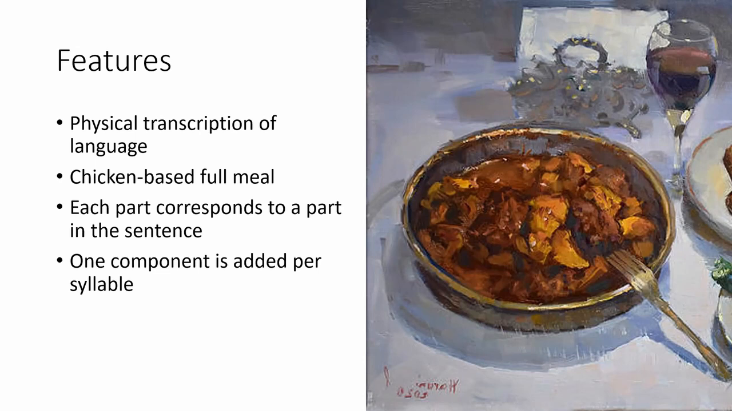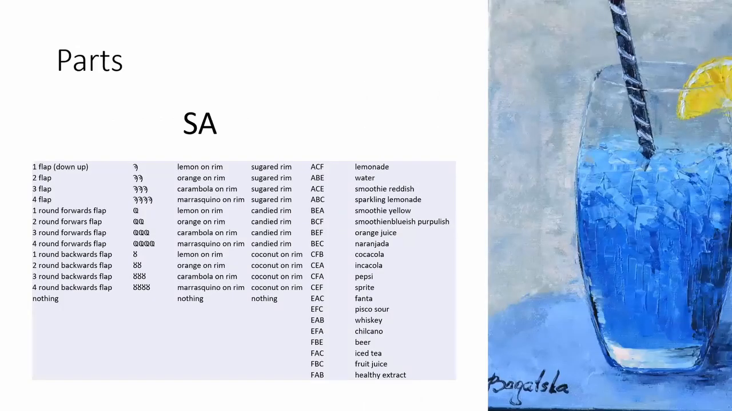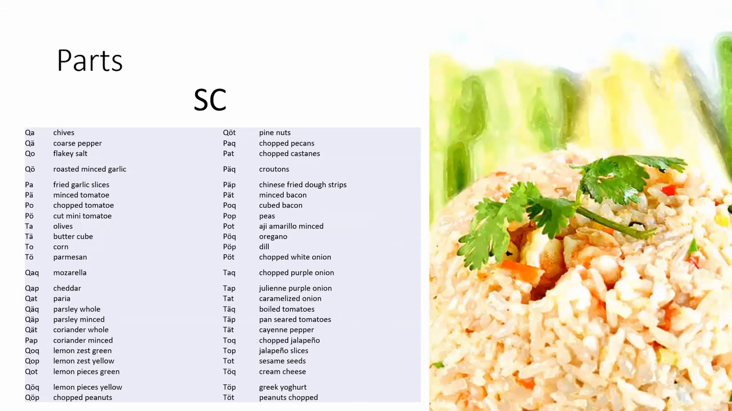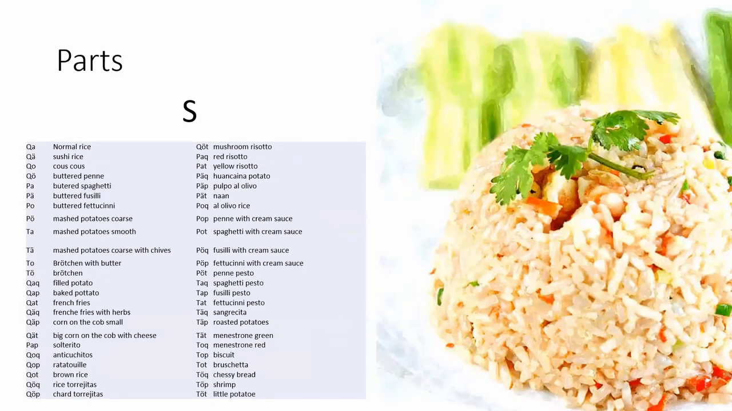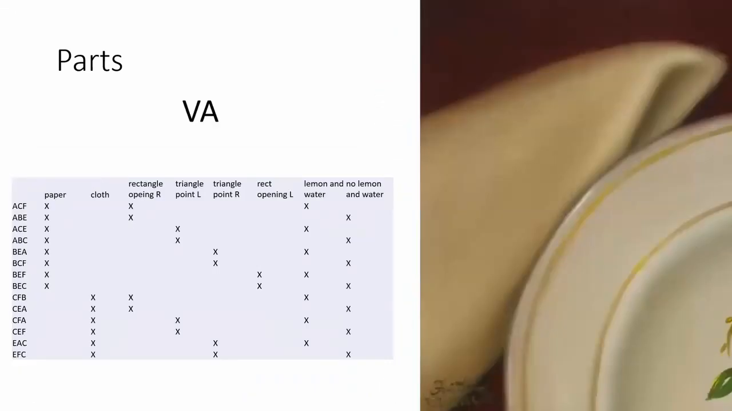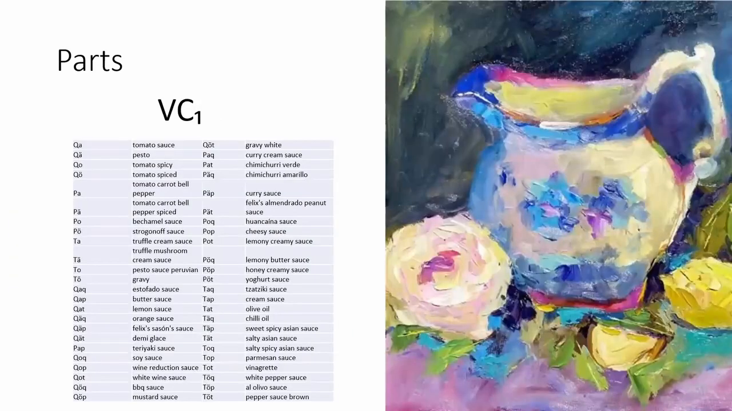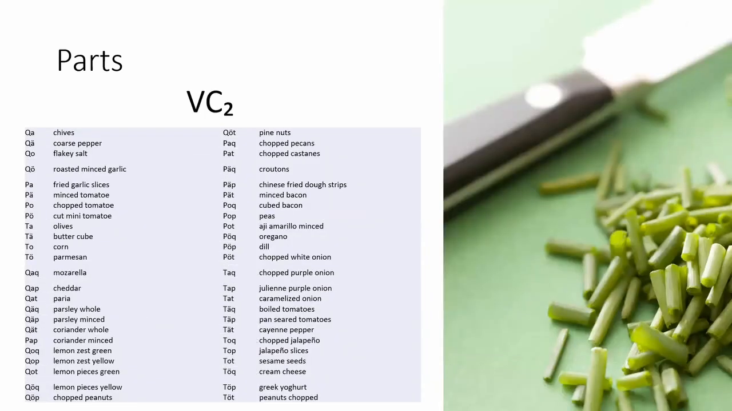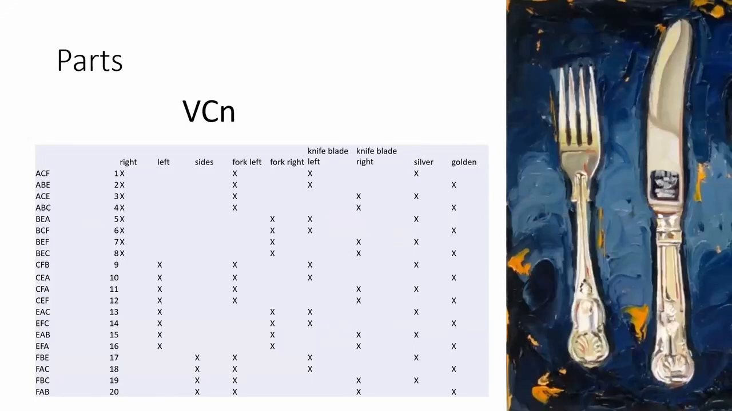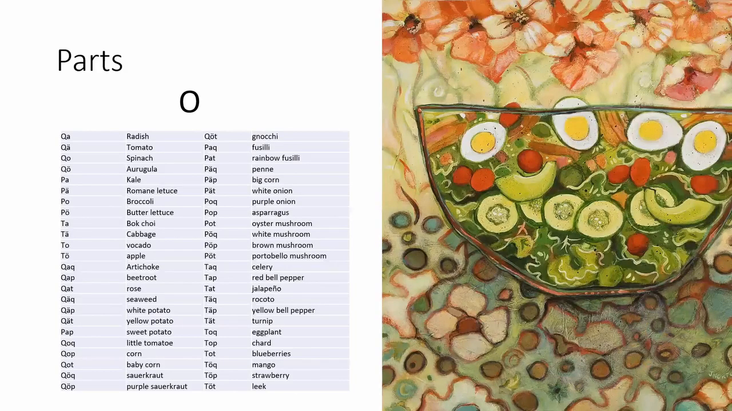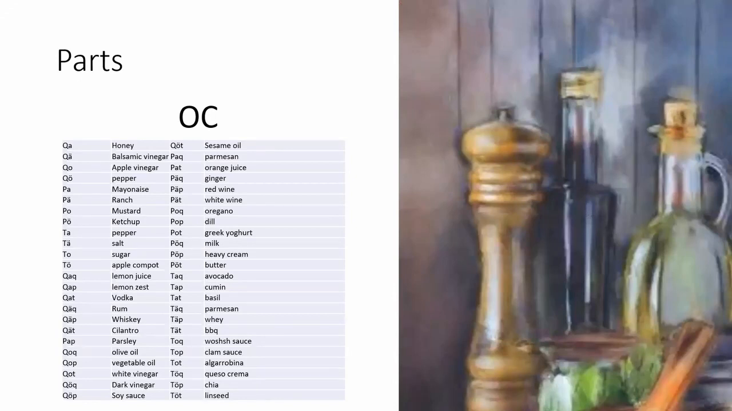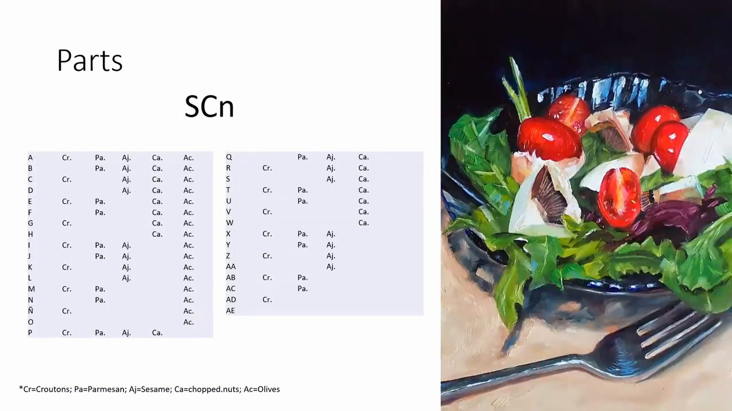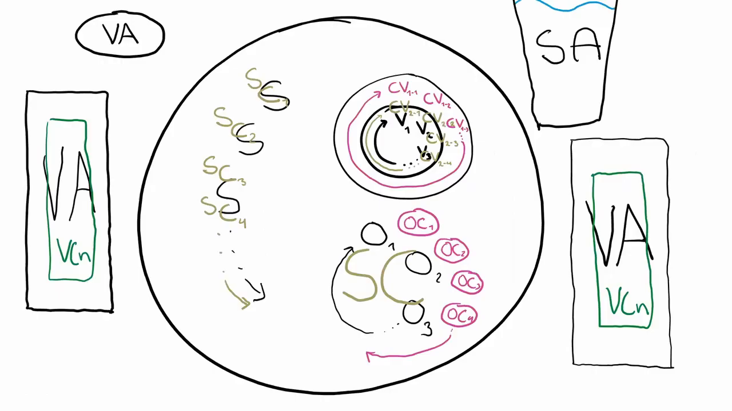These are the components: drink for sentence announcer, side dish topping for subject complement, side dish for subject, cutlery and miscellaneous for verb announcer, the sauce for the verb complements 1, the protein for the verbs, the protein toppings for the verb complements 2, the cutlery placement for the verb concluder, the salad for the object, the dressing for the object complements, and the salad toppings for the sentence concluder. These components of the sentence are then arranged as follows in the plate.